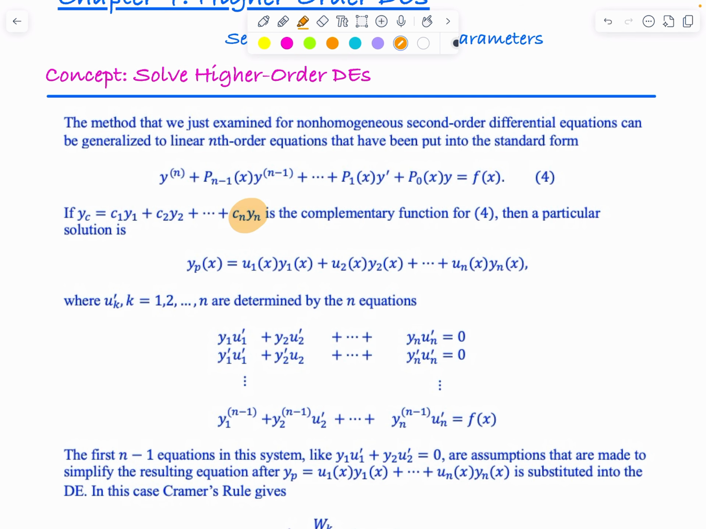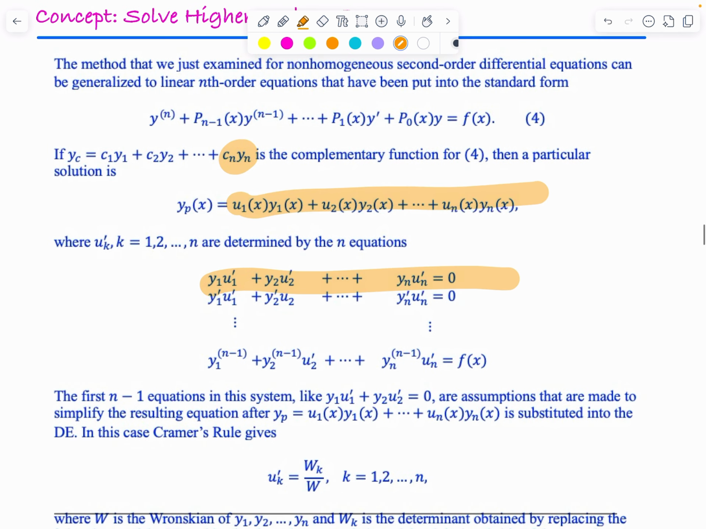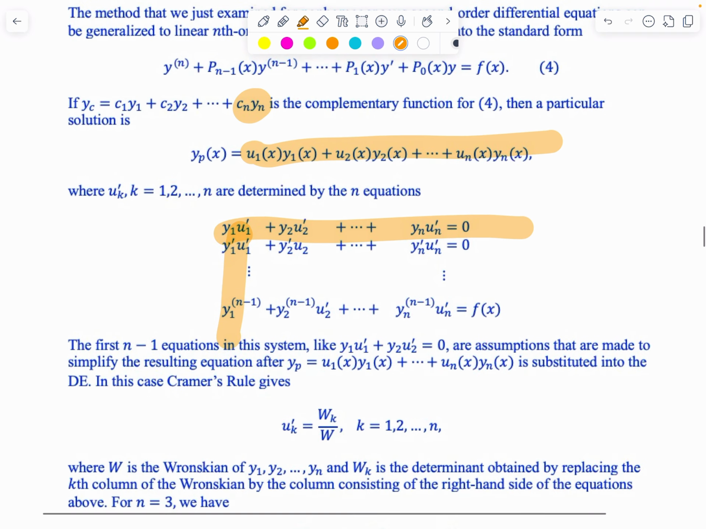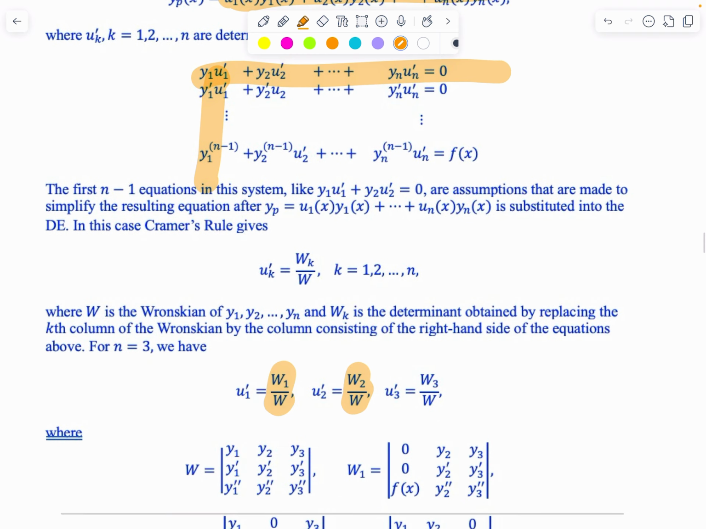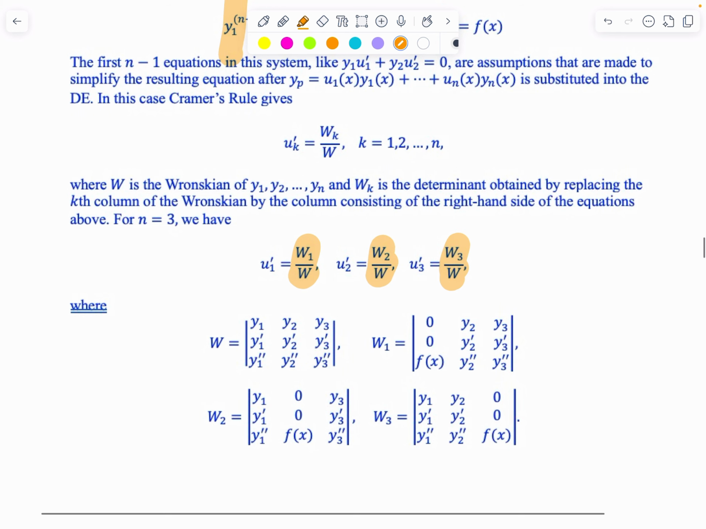And then they have n solutions, and then an n by n matrix, and then we just keep going with our W's, and we do that same thing. The only thing that's going to be terrible is now that our Wronskians are 3x3, so they're going to take a little bit more work. All right, let's do an example.